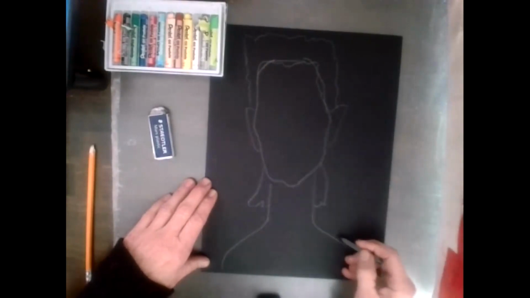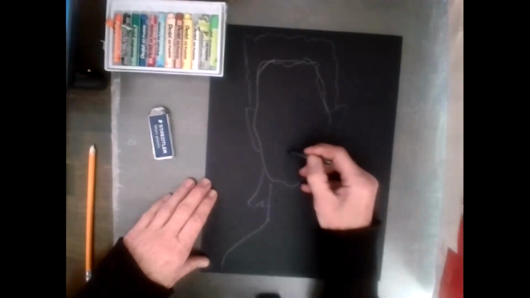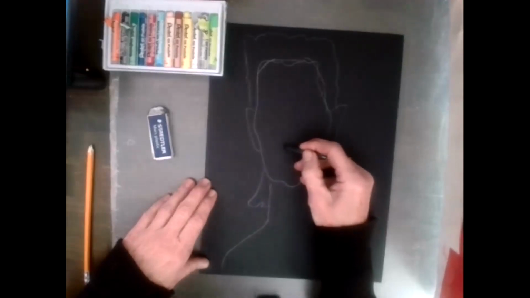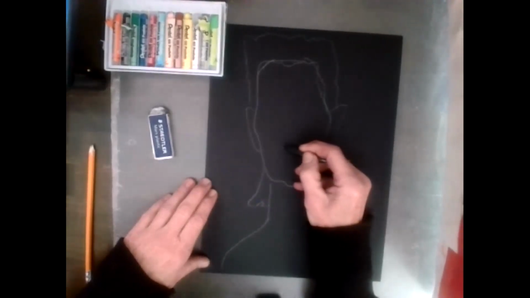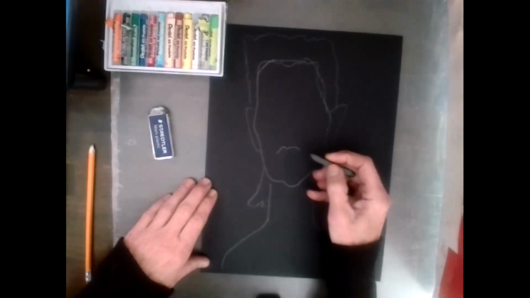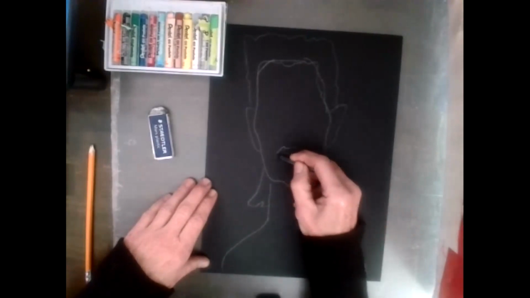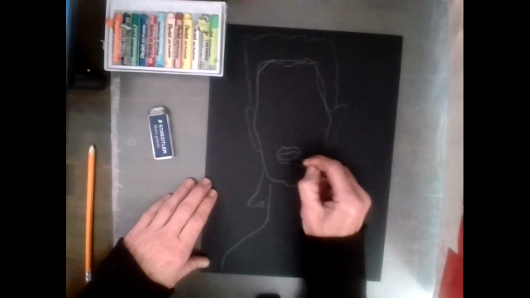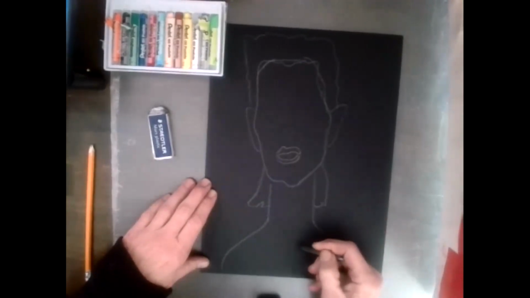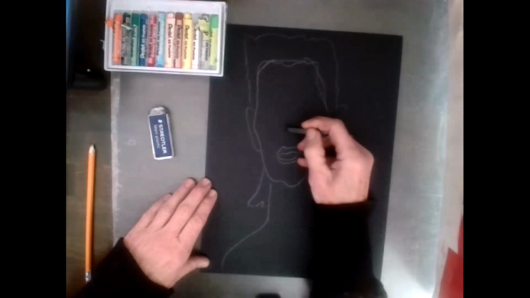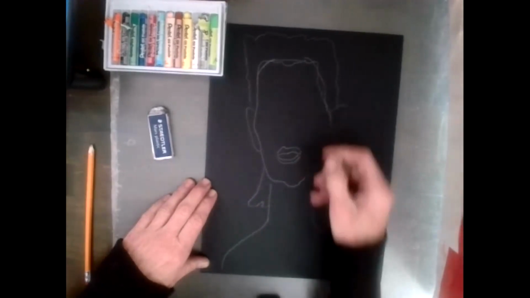And then Modigliani would always use a really small mouth. So I'm just going to give Bowie a really small mouth, smaller than what he would normally have, right? And then a little tiny nose.